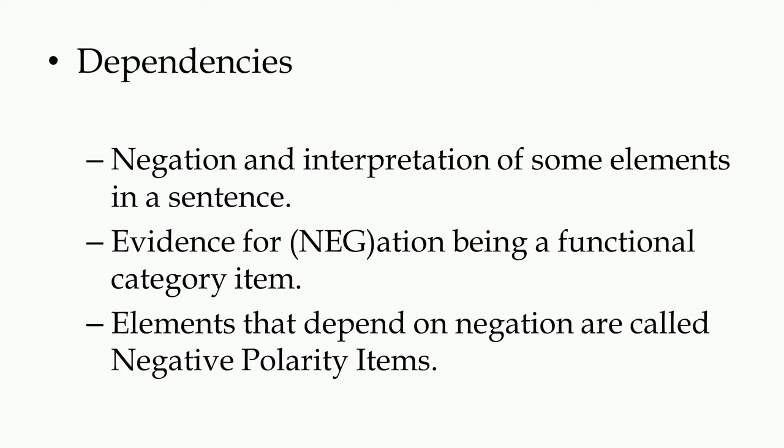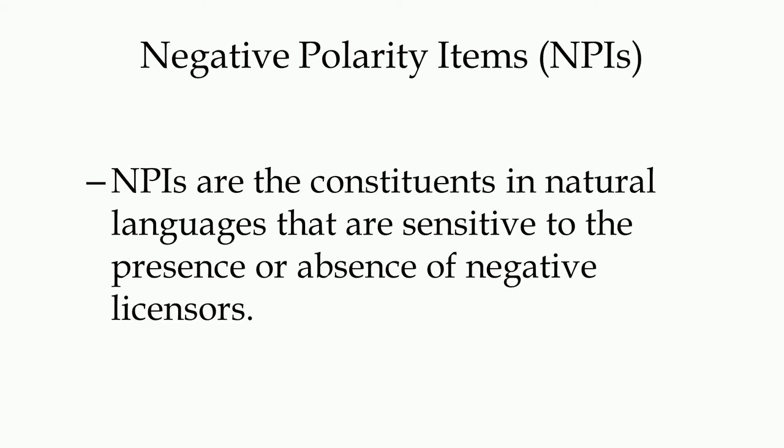And then we will evaluate what we mean by elements that depend on negations for their interpretations. And such elements are called negative polarity items in natural language. We will take examples from Hindi to look at these constructions. To understand, negative polarity items are the constituents in natural languages that are sensitive to the presence and absence of negative licensors. In simple words, it simply means for a negative polarity item to be present in a sentence, it essentially requires the presence of a negation element as well.